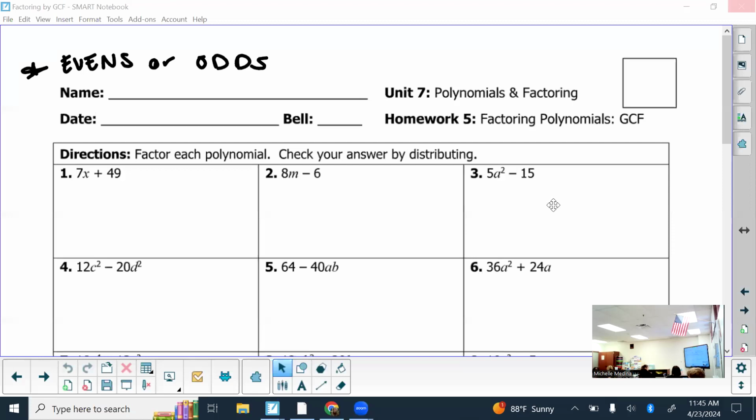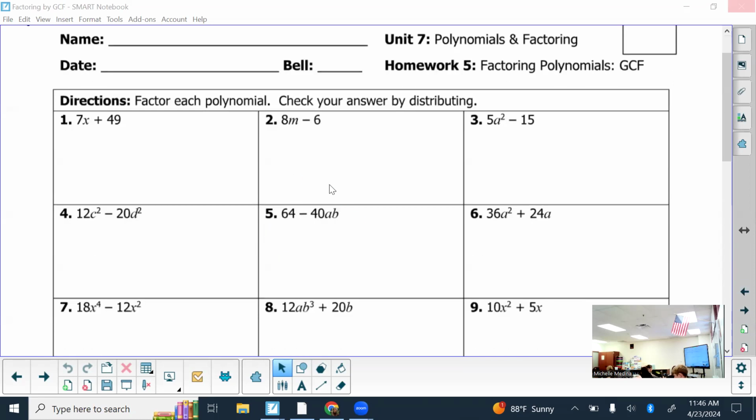But if you don't need help, I just need you to be quiet so that the recording is not tampered with by your voice. So number 5 was the one asked about. This one is all about GCF. So first look between the numbers. What's the GCF between 64 and 40? Biggest number you can think of that multiplies to both of them.